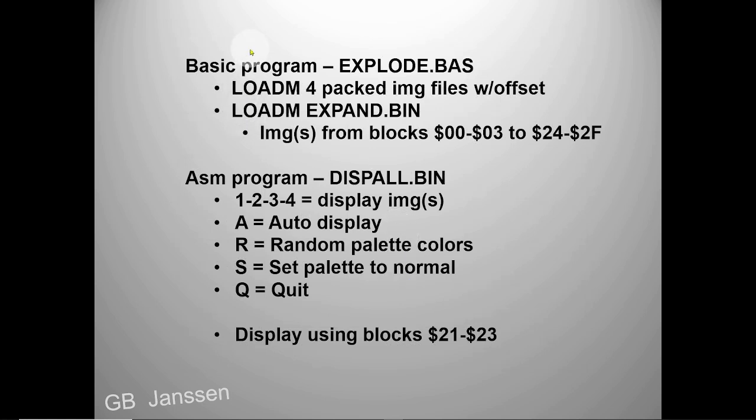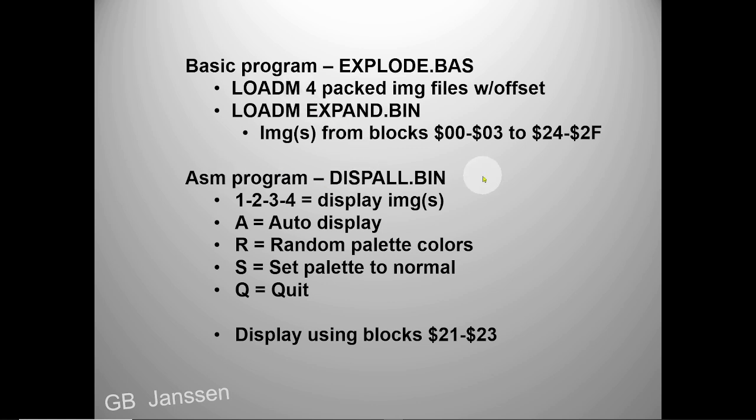Okay, we have a basic program called Explode Basic. It's going to load the 4 packed image files with offset. We talked about offset in one of the earlier lessons. And then we'll do a load in on a program called Expand Bin, which will explode the 4 packed files. We're going to expand them out to what they'll be visible. So we take what's in 00 blocks 0 to 3, which we loaded here, into blocks 24 through 2F. That means all of our image files are in core and have been expanded and ready for viewing.